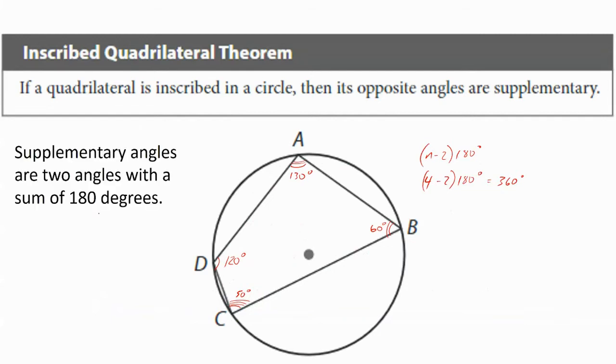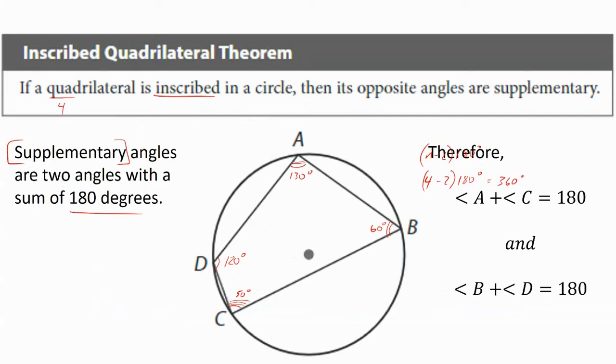All right, so again, supplementary angles are two angles with a sum of 180 degrees. All right, so that's a very important word there. Remember, inscribed means inside a circle, and quadrilateral, quad, means four. So just something to note there. All right, so here's a little bit of this. So angle A, angle C, right? And that's just an example of how you would write it for supplementary angles.